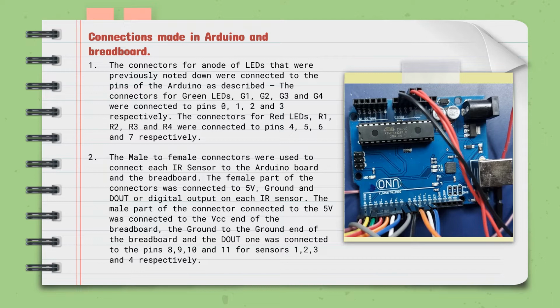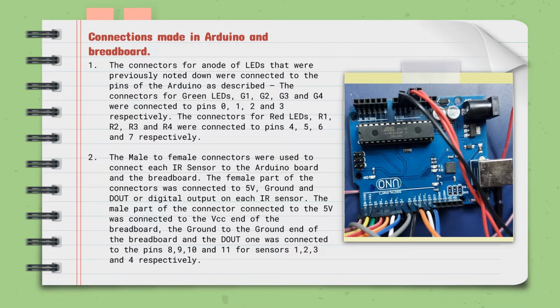Connections made to the other components: the connectors for the anodes of the LEDs that were previously noted down were connected to the pin numbers of the Arduino as described. For the green LEDs, G1, G2, G3 and G4 were connected to pins 0, 1, 2 and 3 respectively. The connectors for red LEDs R1, R2, R3 and R4 were connected to pins 4, 5, 6 and 7 respectively.